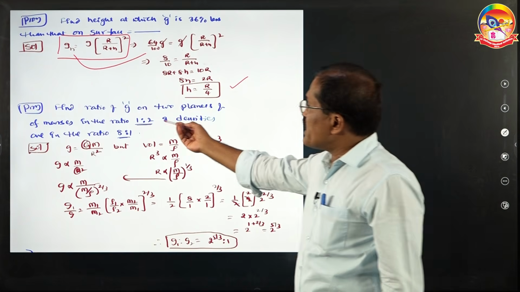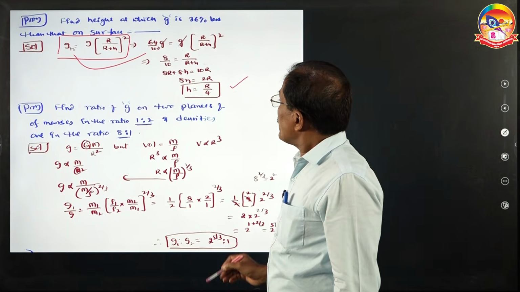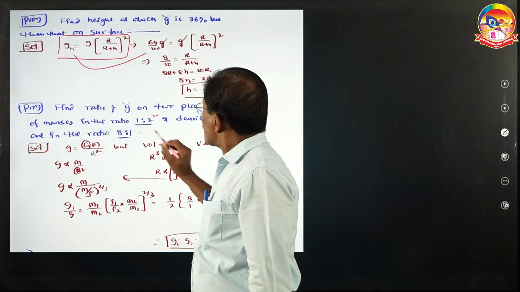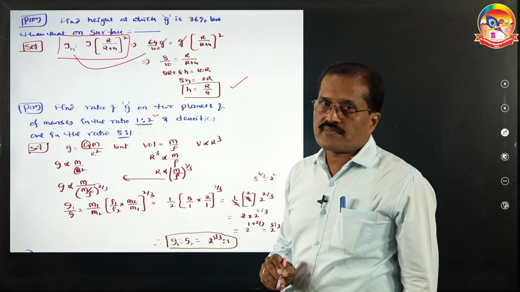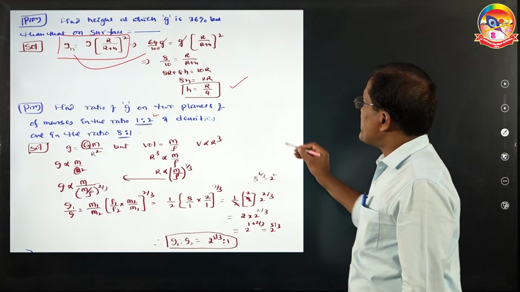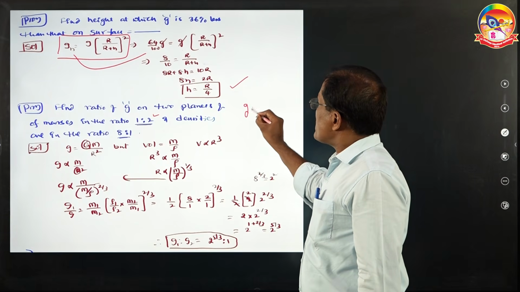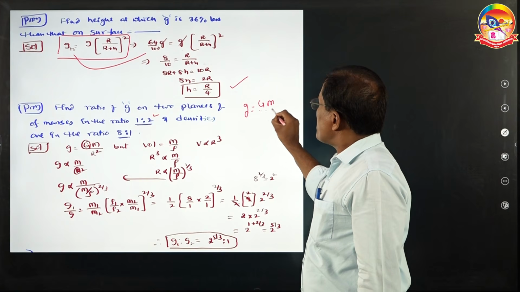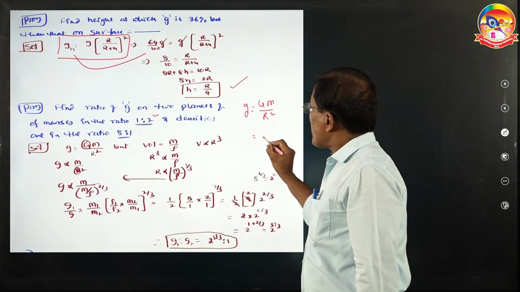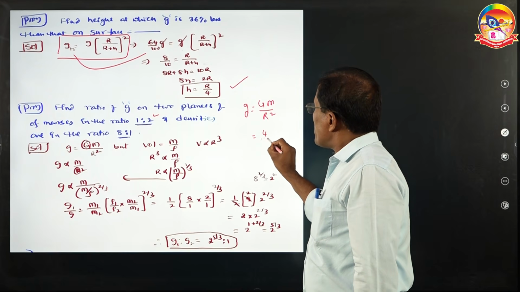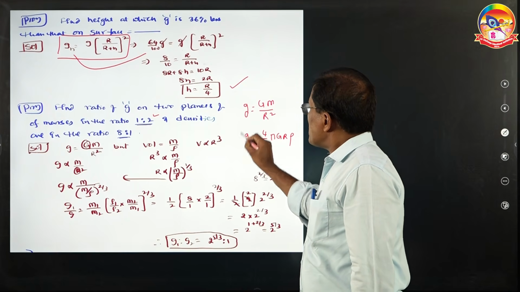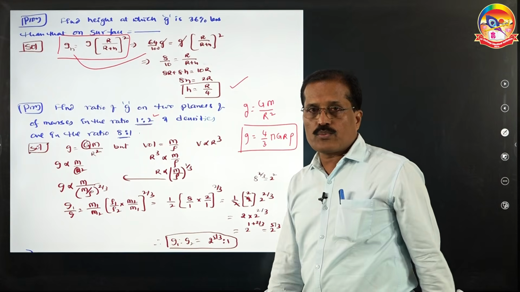And the next one, similarly: find the ratio of g on two different planets whose masses are in the ratio 1:2 and densities are in the ratio 8:1. Please look at the formula: small g on the surface is equal to GM by r square, in terms of mass and radius. The same formula can also be written as 4 by 3 pi G r rho, in terms of r and rho.